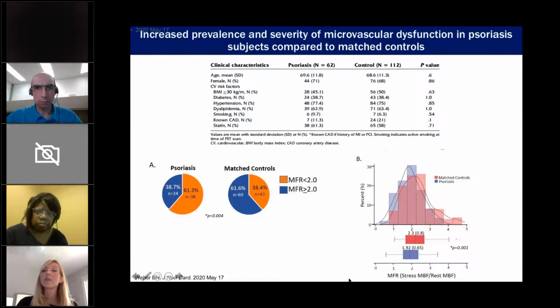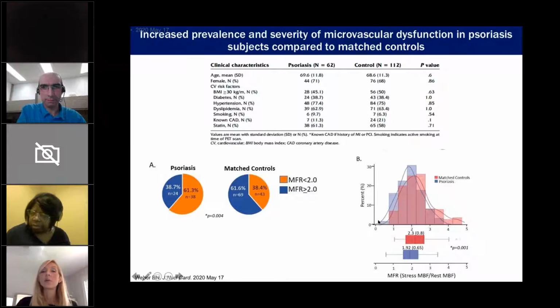Here I'm showing a table at the top of the patients in our study, which included 62 psoriasis patients and 112 controls. You can see that the psoriasis patients had a very high degree of CV risk factors, and these risk factors were matched for the control population. Despite a similar prevalence of CV risk factors, patients with psoriasis had an increased prevalence of CMD, defined as a coronary flow reserve or a myocardial flow reserve shown here less than 2, and they had an increased severity of CMD as shown in panel B by the histogram.